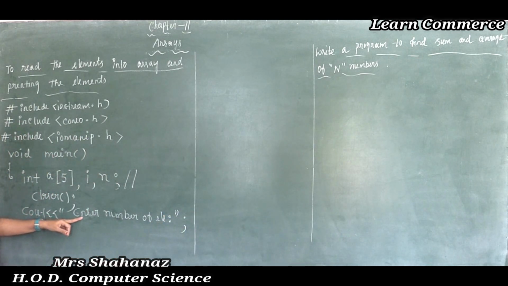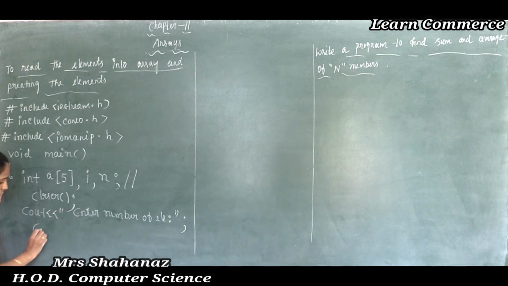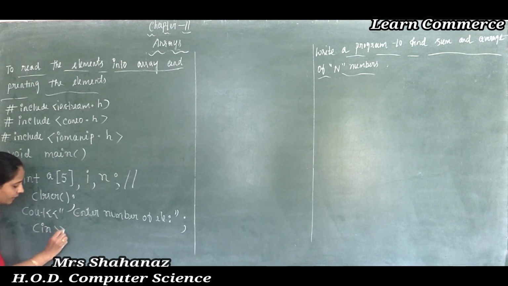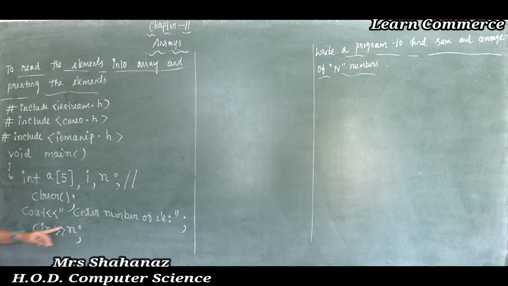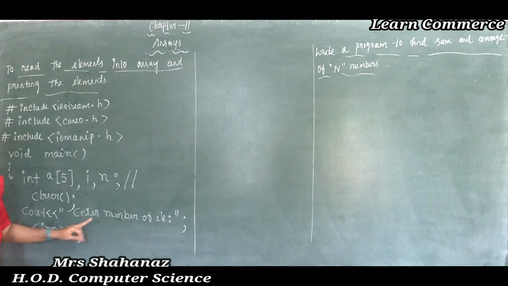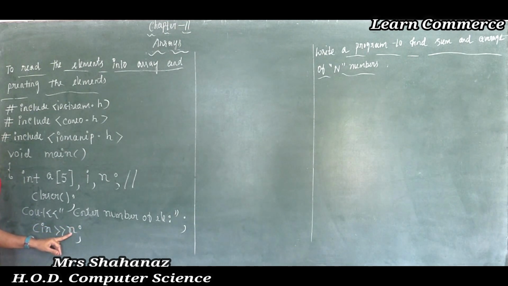So this type of message is going to display, and we know that cin of n, that means when it is going to display, I am entering the value through the keyboard, that is 5, okay, that is 5 here.